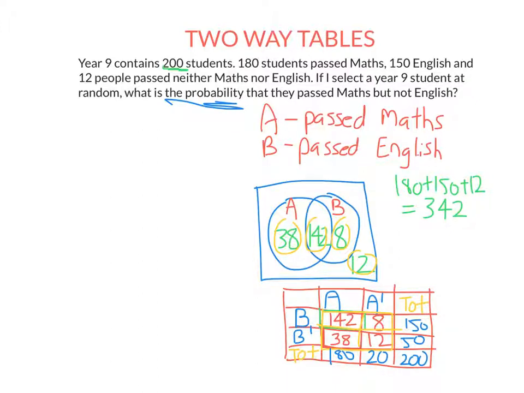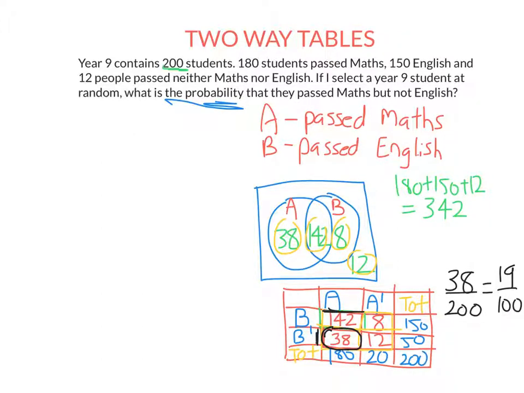What is the probability they pass maths but not English? Let's go to the cell where it's maths but not English. It's here, because we're in the passed maths column, and we're in the didn't pass English row. That's why it's 38. So the answer would be 38 out of the total, which is 200, or 19 over 100, 19%. How easy is that?